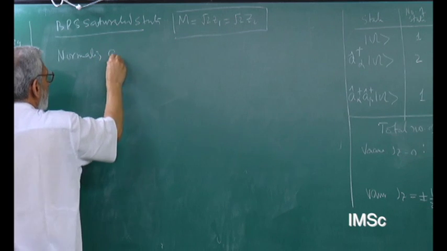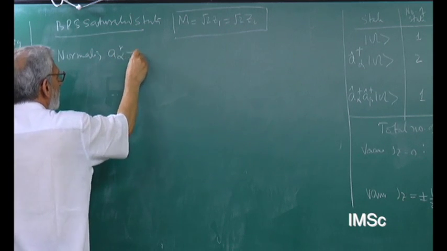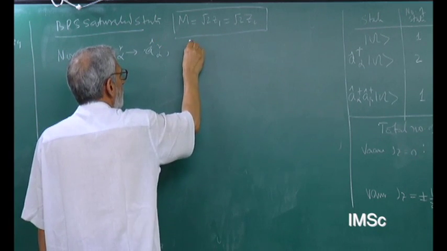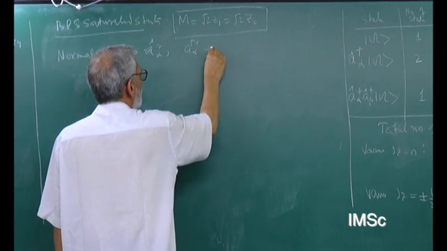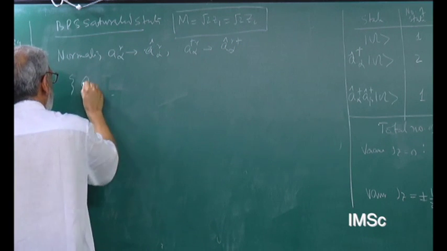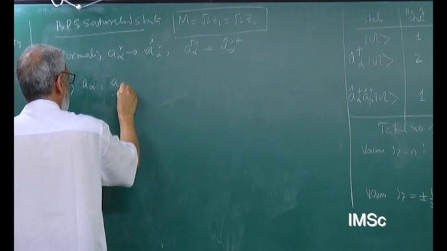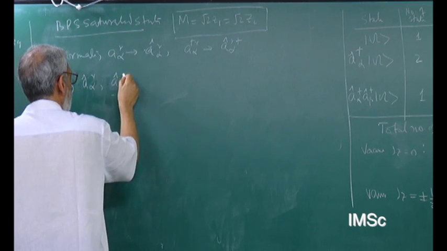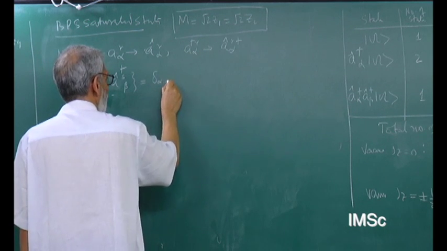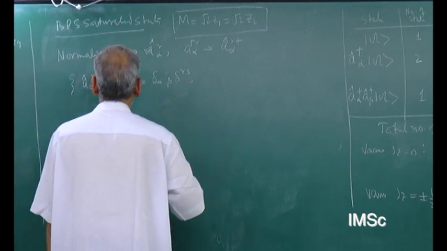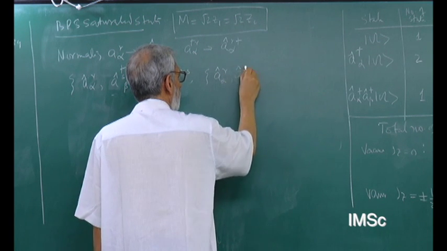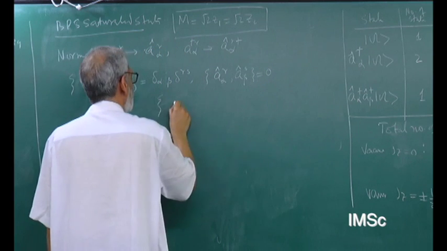normalize the A alpha R to A alpha R hat and A alpha R dagger to A alpha R hat dagger, and they satisfy the algebra: the anticommutator of A alpha hat R and A dagger beta hat S is delta alpha beta delta RS, and the anticommutator of A alpha hat R and A beta hat S is 0.